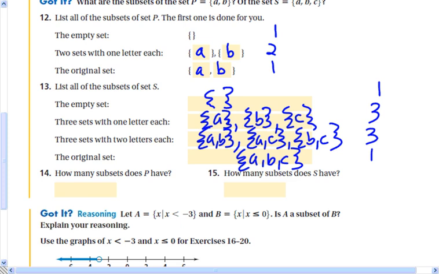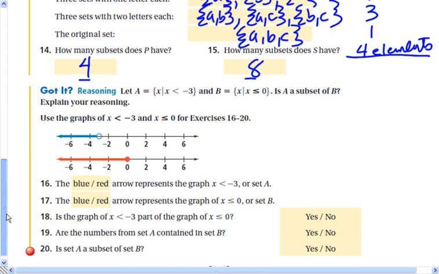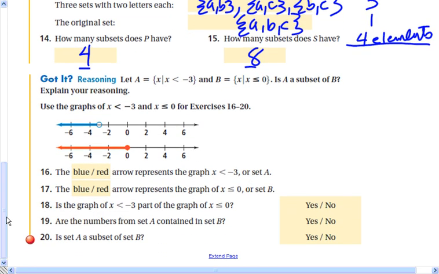So how many subsets does P have? P has 4 total subsets. How many subsets does S have? S has 8 total. Just as an aside here, if our original set had 4 elements in it, I'll let you guess, just following this pattern 4, 8. How many subsets do you think a set would have if it had 4 elements? Talk to me about that in class. Anyway, all right. So, got it?